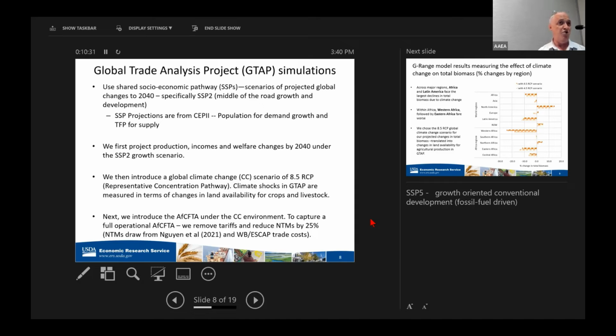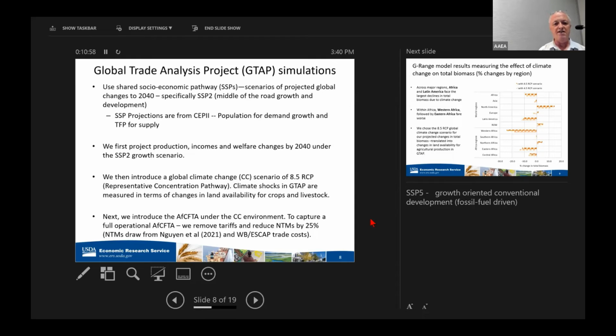The NTMs we use here, we draw on the more recent estimates by IFPRI, by Nguyen, 2021. However, we adapt this using the World Bank AsCap trade costs because of the incomplete data. For a lot of the NTM estimates, sometimes you only get 6 African countries that you're getting data from to estimate this. But Nguyen do better. They actually have up to 16 countries. So that was a little more representative.